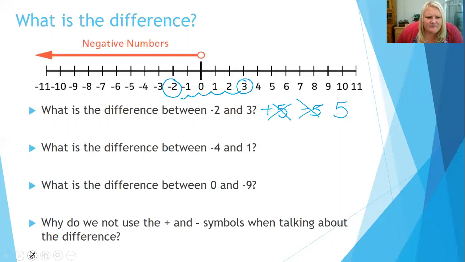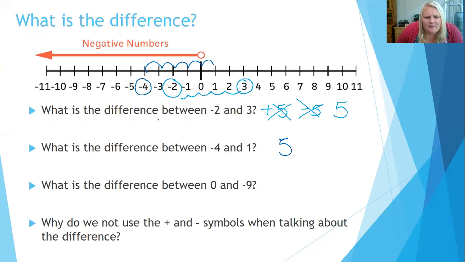Let's have a look at the second one. So we've got -4, and we're going to 1. Can you predict what that might be? Can you work that one out? Let's have a go. 1, 2, 3, 4, 5. It's also 5. They have a difference of 5.